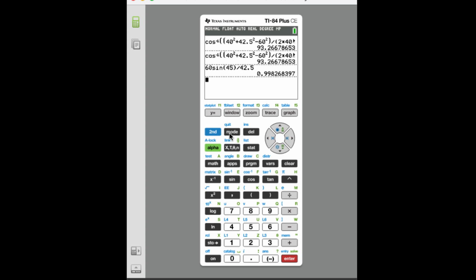So remember what we do. We have to find the inverse of this. So inverse sine of 0.998. Close that, and what do you get? H is about 86.4 degrees.